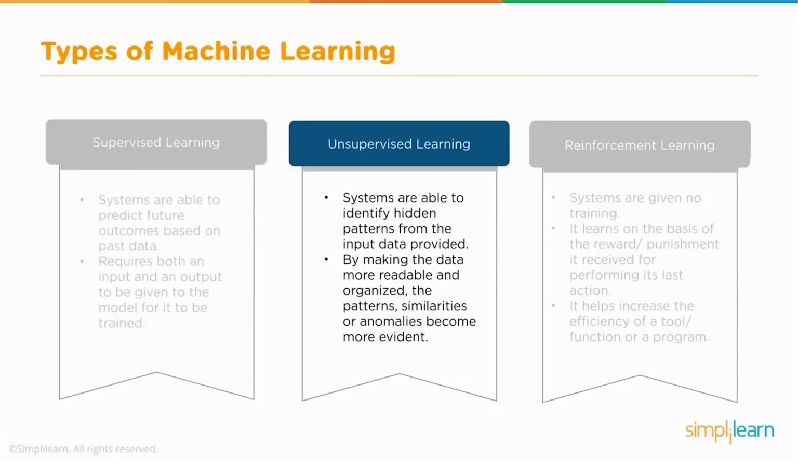Unsupervised learning. Systems are able to identify hidden patterns from the input data provided by making the data more readable and organized. The patterns, similarities, or anomalies become more evident. You'll have heard the term cluster. How do you cluster things together? Some of these things go together, some of these don't.